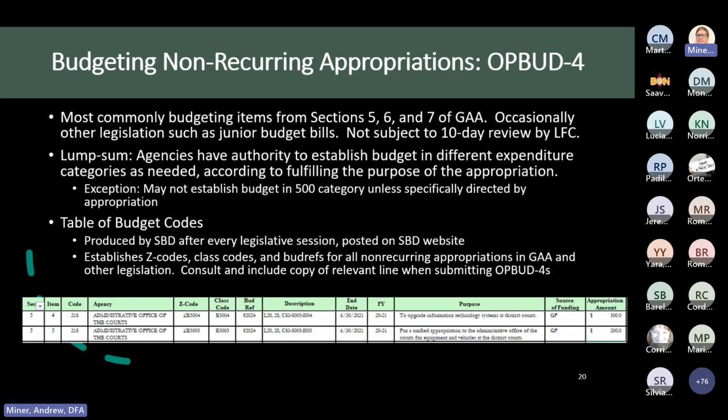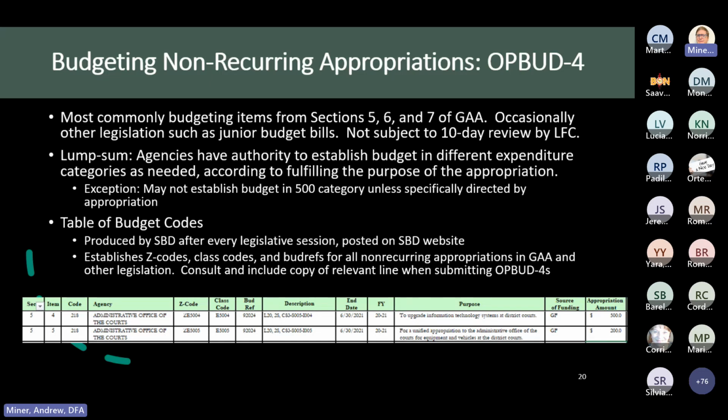So the key to budgeting these appropriations is the table of budget codes. You see a couple of lines from it there at the bottom of this slide. This is something that's produced by us after every legislative session and posted on our website. This is what establishes the Z codes. If I remember from this morning, all of these are identified by a Z code, class codes, and BUD refs for all non-recurring appropriations in the GAA and other legislation. So the junior bill has its own budget code table.